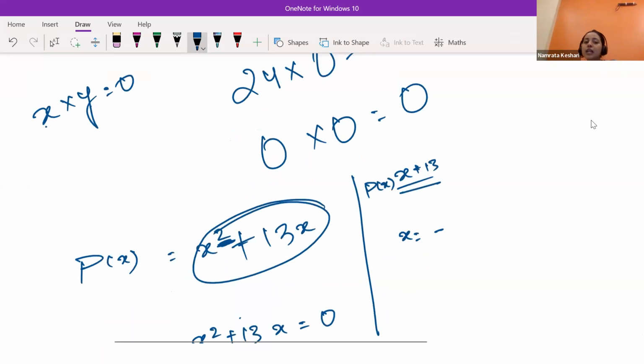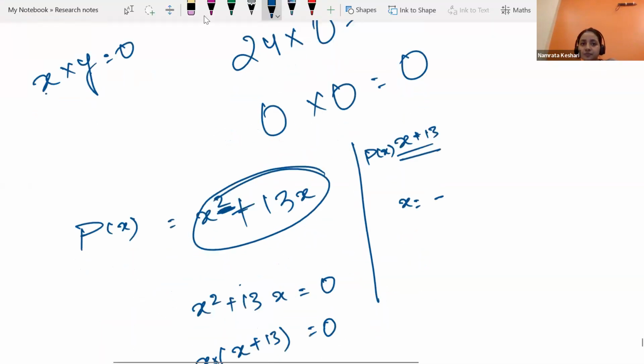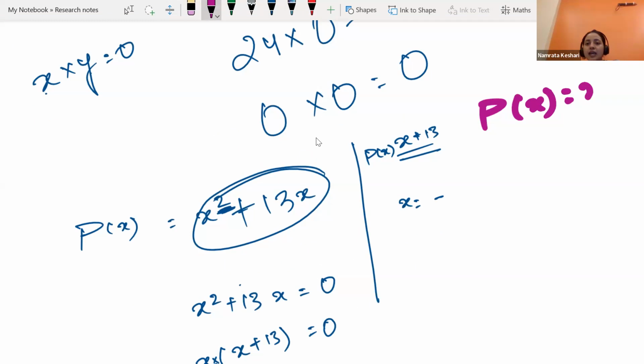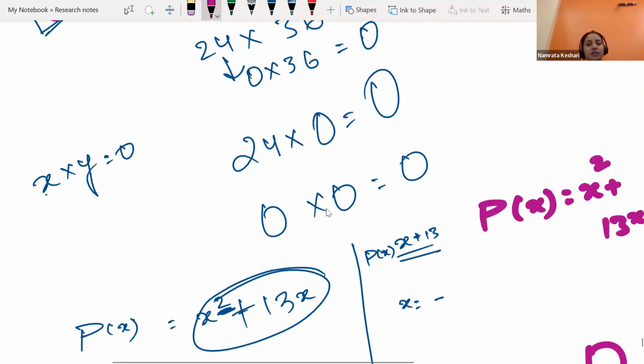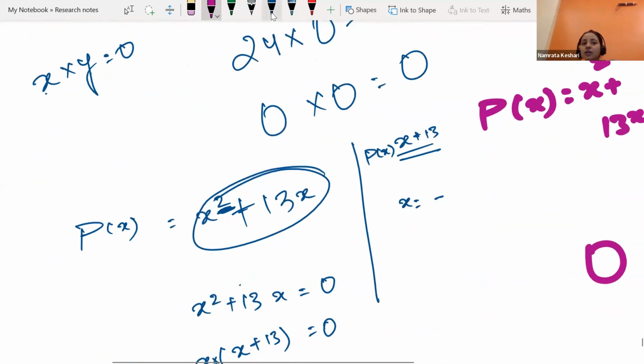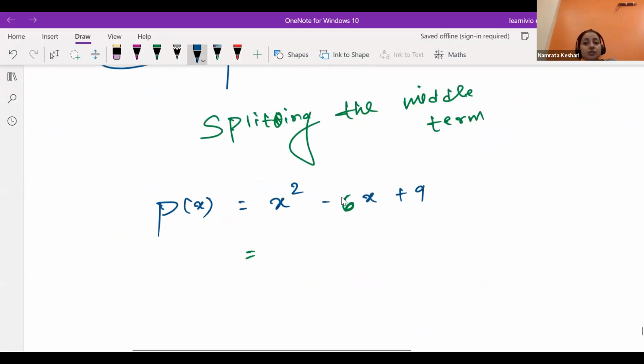Zero means what? Such an x value which will make the polynomial 0, right? Check it. P(x) is x square plus 13x. If you substitute x as 0 over here, the result will be 0. If you substitute x as minus 13, then it will be minus 13 whole square plus 13 into minus 13. Can you see, still the result will be 0? Yes or no? Yes, ma'am. Okay, that's why we are saying that we have two zeros.